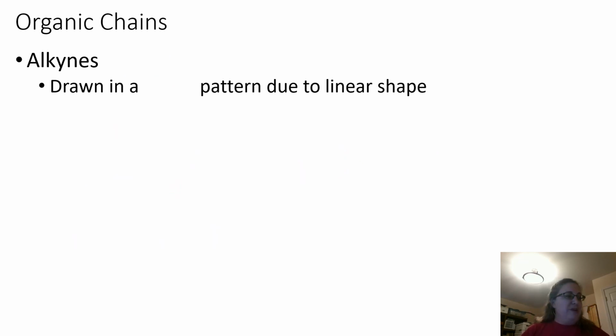The next one is going to be our alkyne. So remember that our alkyne is going to be our triple bonded carbon atoms. When we look at our triple bonded carbon atoms, they're going to be a straight line pattern that we're going to see with our structures. There is no longer a V, there's no longer a zigzag, they are nice and linear. So if you look at our carbon atoms, they are linear.